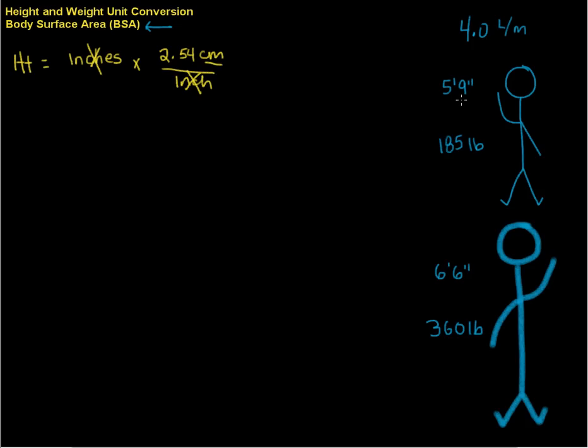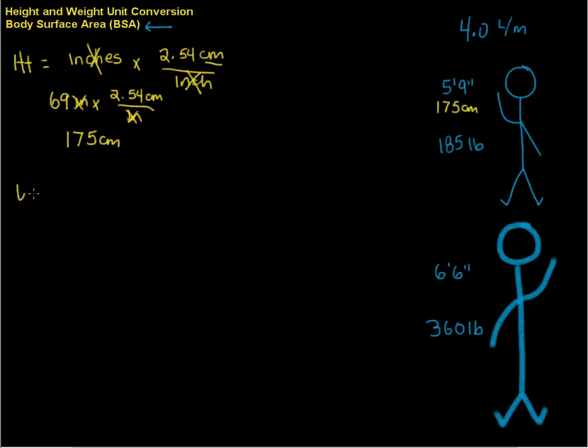So in this case, 5'9" is 69 inches. So 69 inches times 2.54 centimeters per inch gives us, I'm going to round it off to a whole number, 175 centimeters, because our inches will cancel out. So this person that's 5'9" is 175 centimeters.